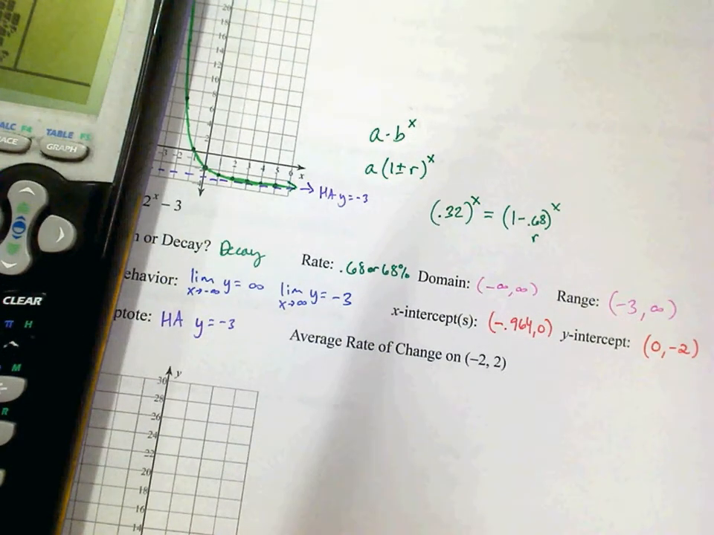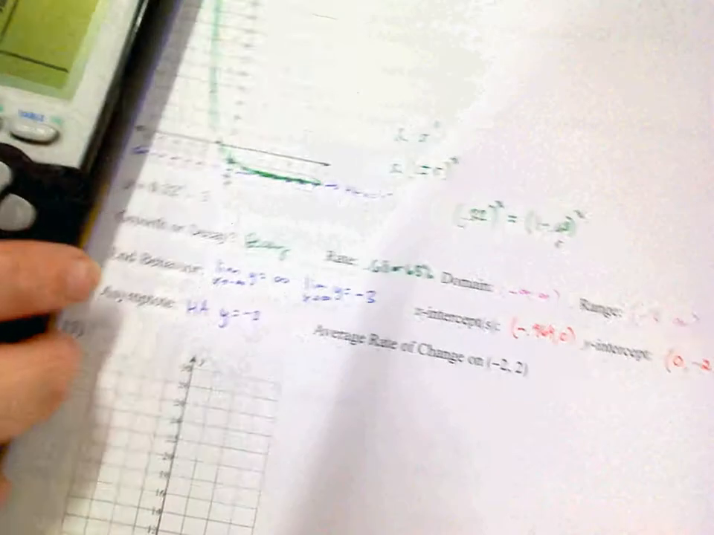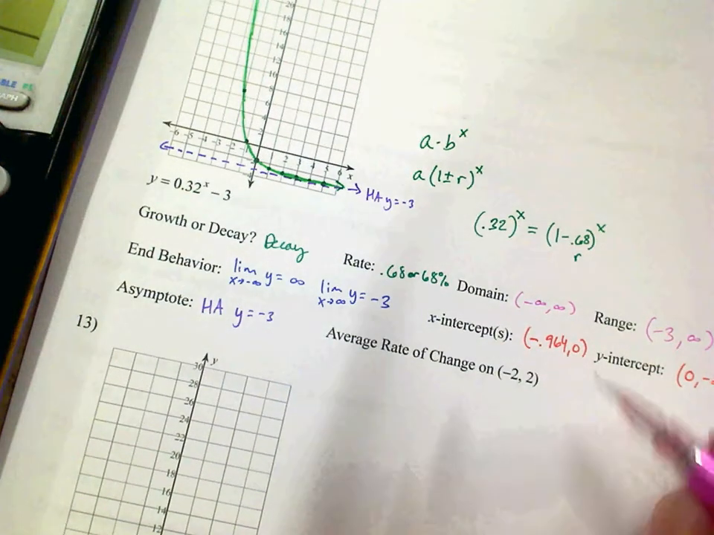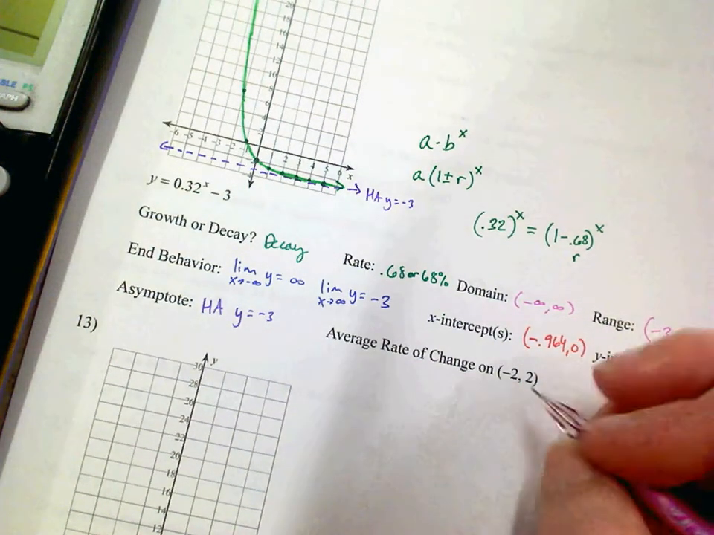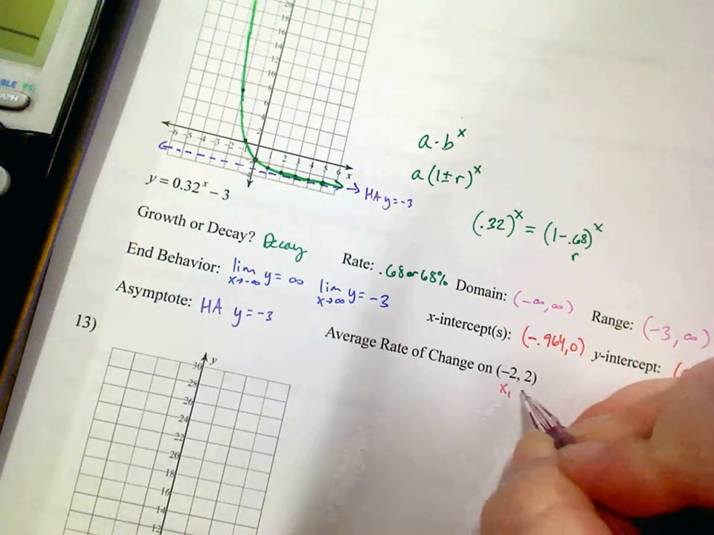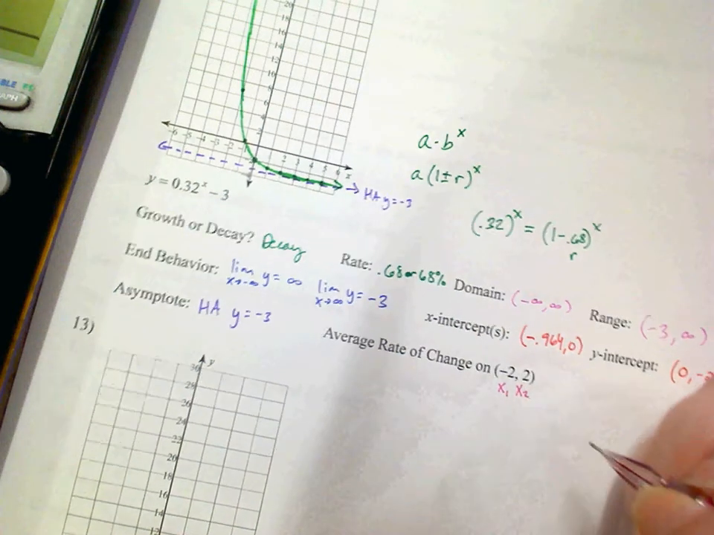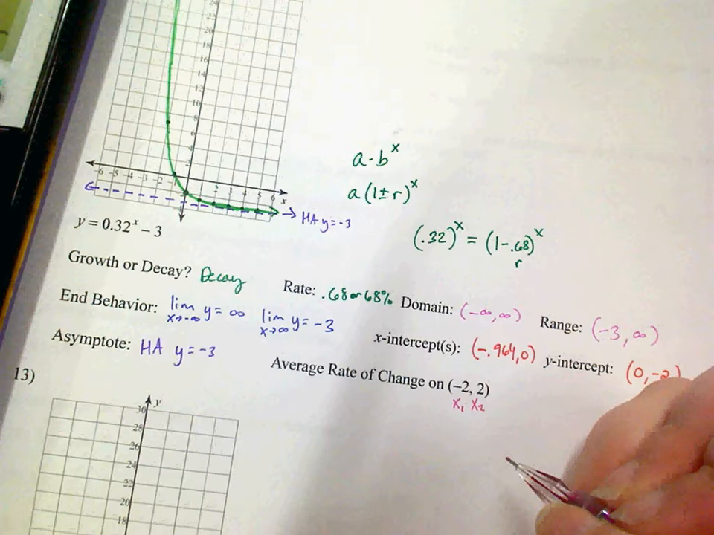Okay, so the last thing is average rate of change. Your average rate of change is basically your slope. So if I ask you to find the average rate of change on -2 to 2, that means this is an interval of x. So this is my first x and this is my second x. So thinking about this, I'm just going to draw another sketch over here.